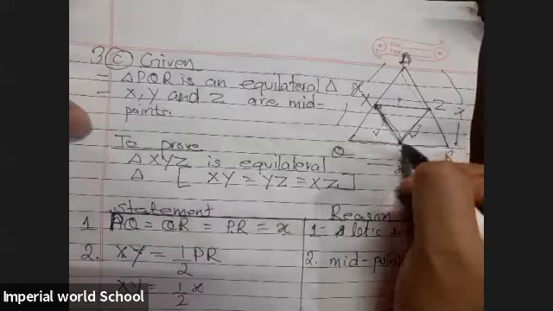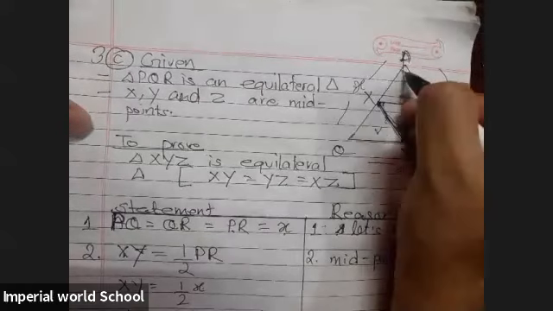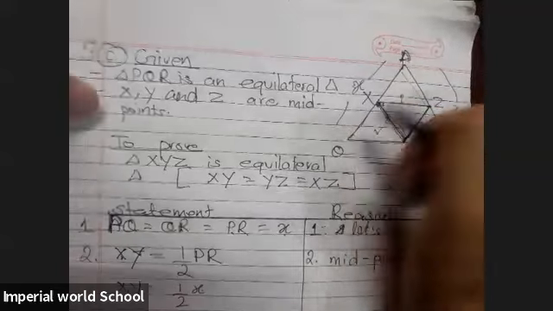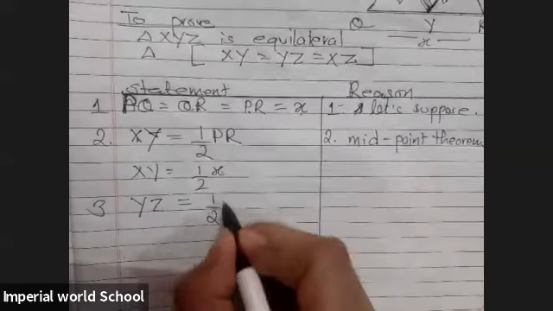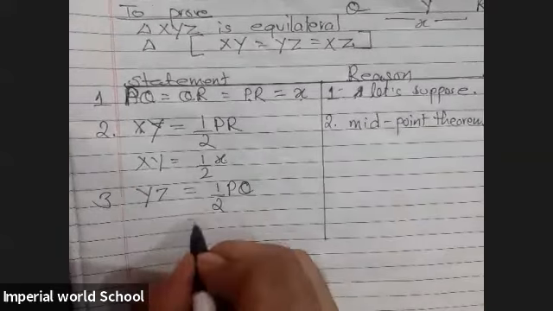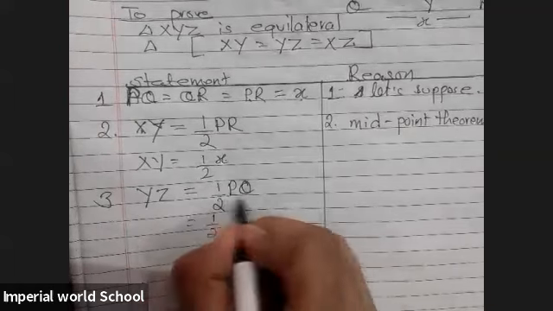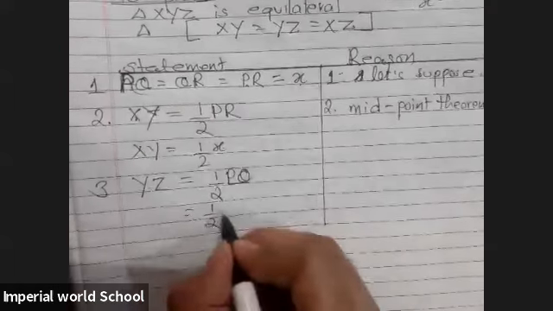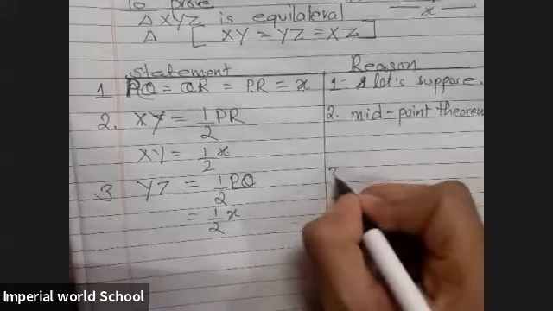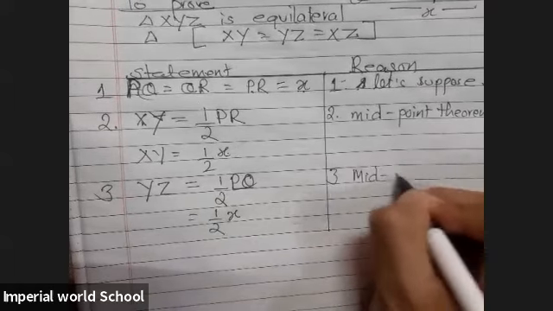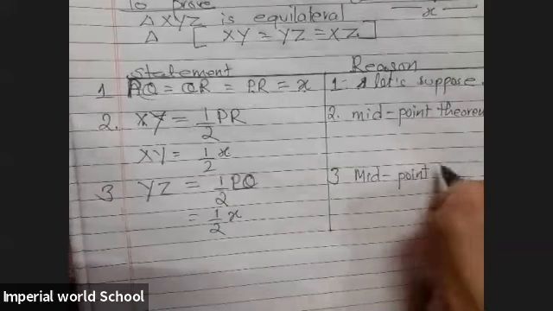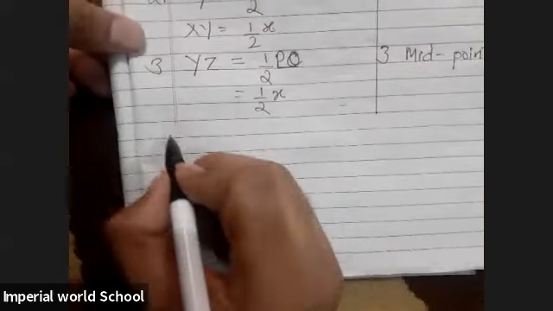So the baseline of yz is pq, so it is going to be half of pq, and fortunately the value of pq is also x only, so this value also came the same, and the reason for this one is also the midpoint theorem. So in this way, the third side will also come the same after getting all sides the same value.